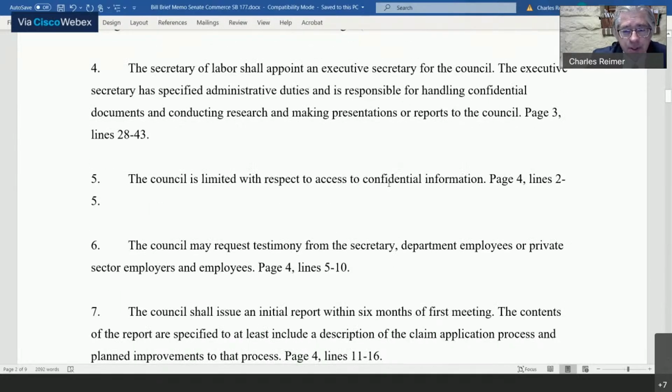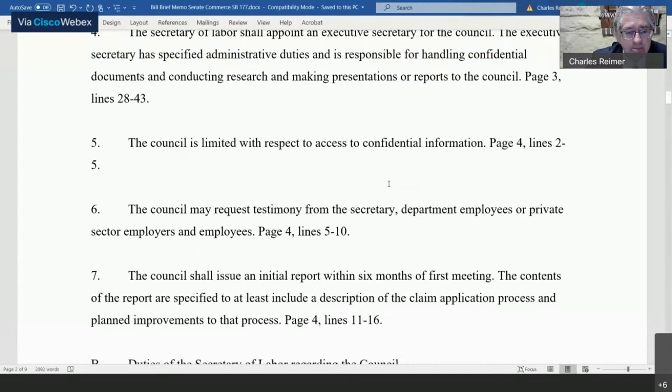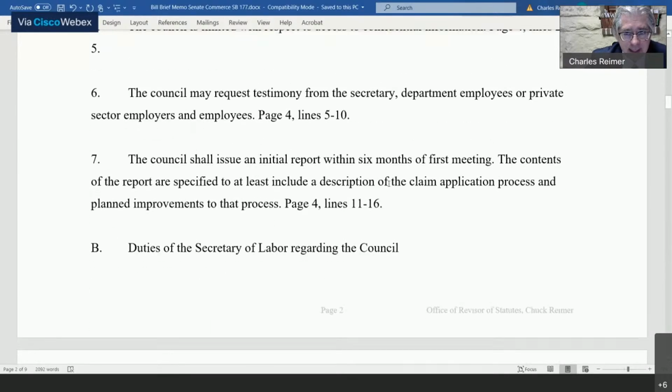The Secretary of Labor is to appoint an executive secretary. There are specific duties laid out for that executive secretary, including handling confidential documents, conducting research, making presentations or reports to the council. The council is limited with respect to access to confidential information. And the council may request testimony from the Secretary of Labor, Department of Labor employees, private sector employers, or employees.